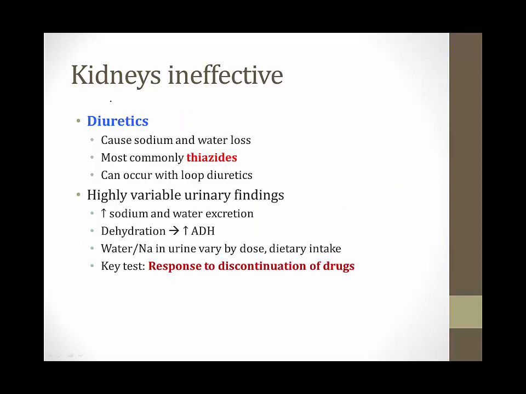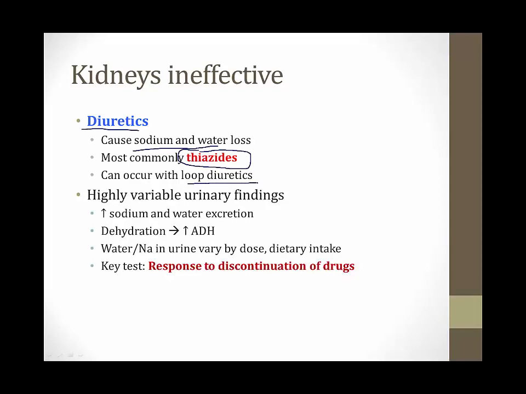Another circumstance in which ineffective kidneys can lead to hyponatremia occurs when drugs are administered that interfere with renal function. This can occur in patients taking diuretics. As you may know, diuretics cause sodium and water loss, and therefore they can disrupt sodium and water balance and lead to hyponatremia. The classic type of diuretic to do this are the thiazides. They are famous for causing hyponatremia, and we'll talk about why that is the case in a minute. However, you can also develop hyponatremia after administration of a loop diuretic.